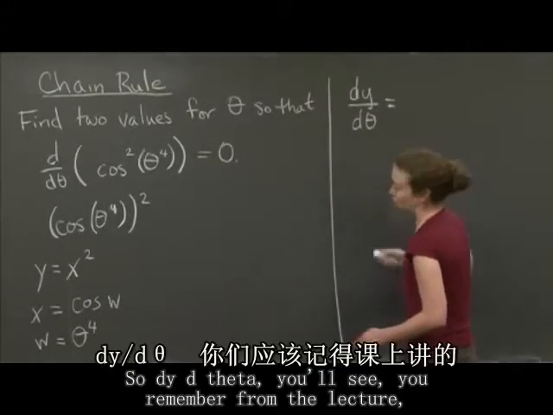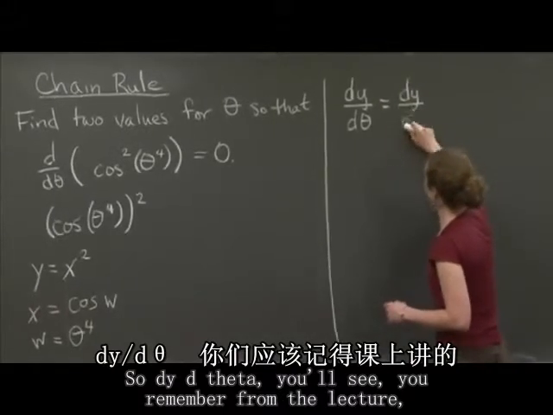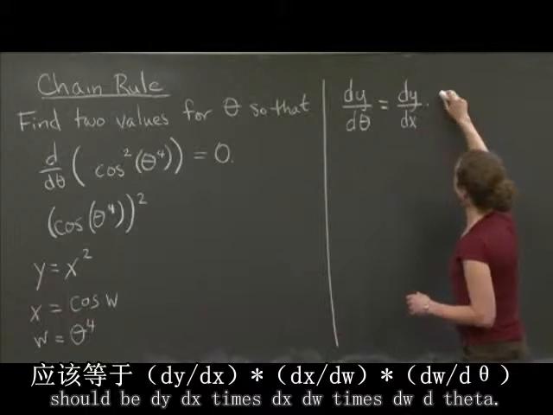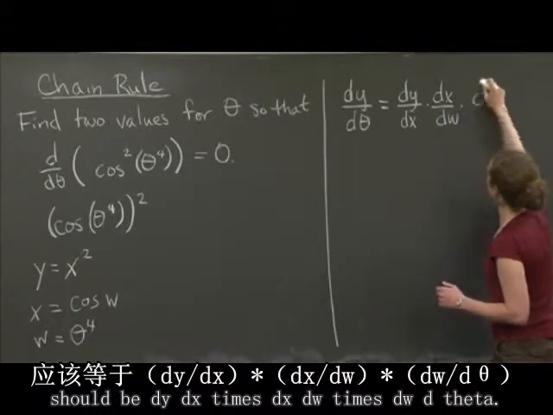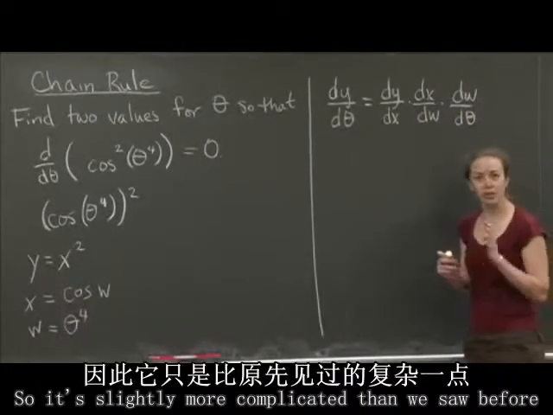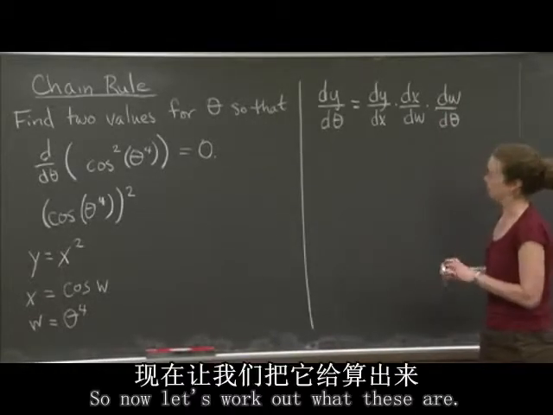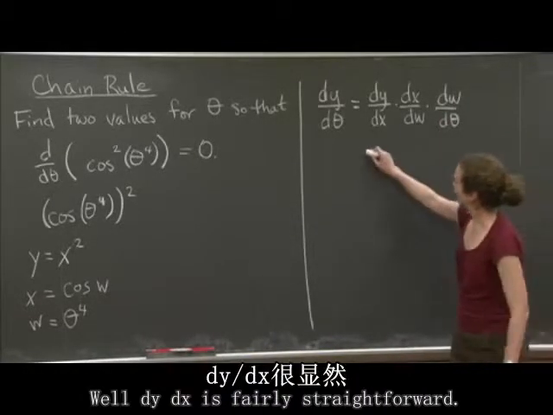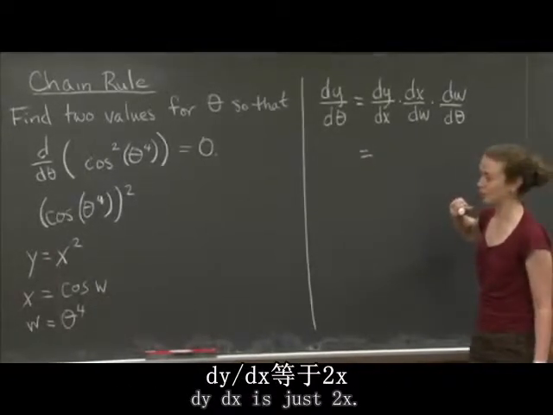OK, so dy d theta, you'll see, you remember from the lecture, it should be dy dx times dx dw times dw d theta. OK, so it's slightly more complicated than we saw before because there's one more term. OK, so now let's work out what these are. Well, dy dx is fairly straightforward. Dy dx is just 2x.